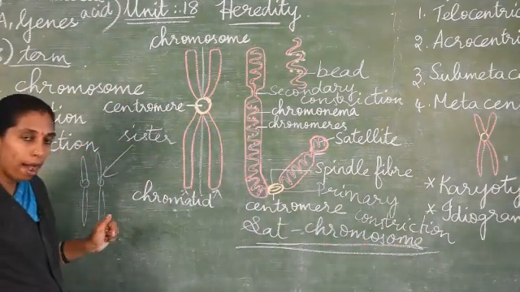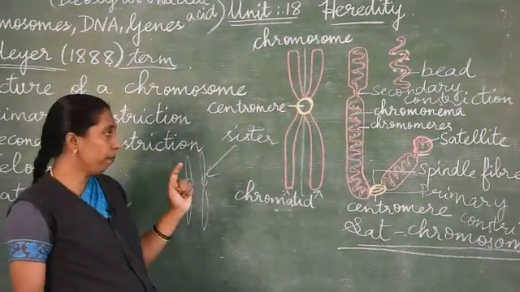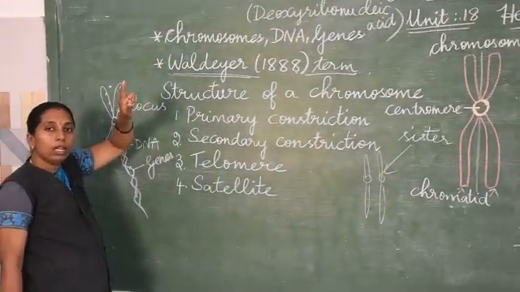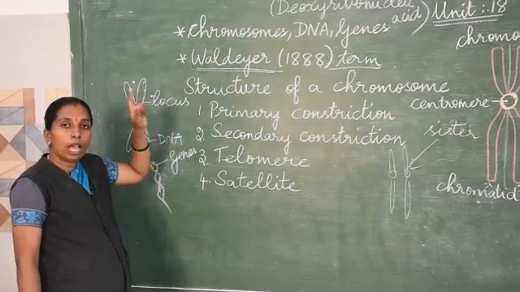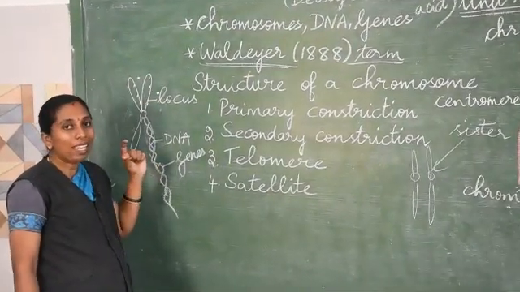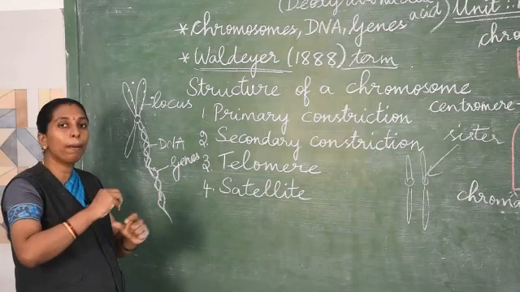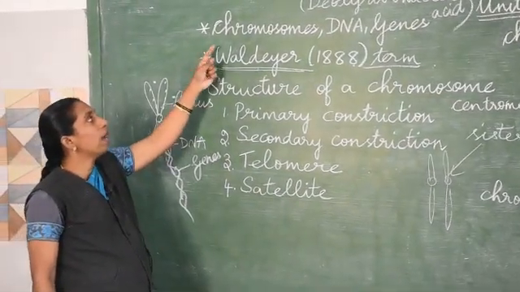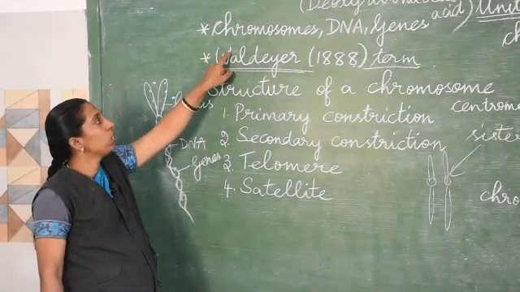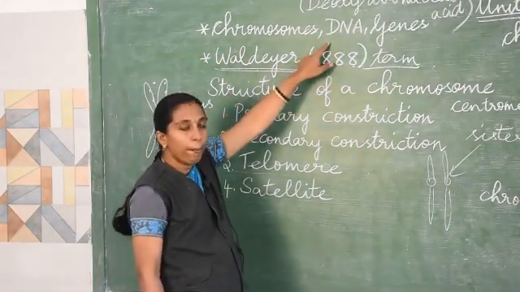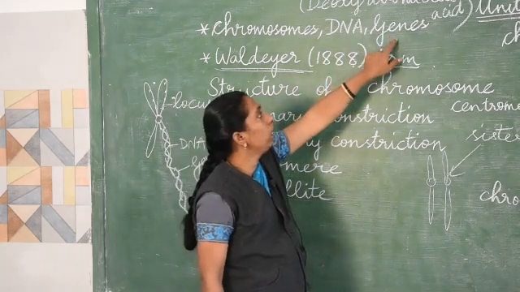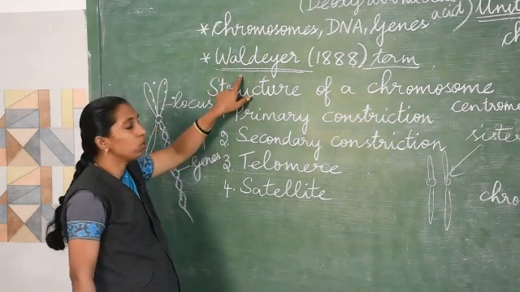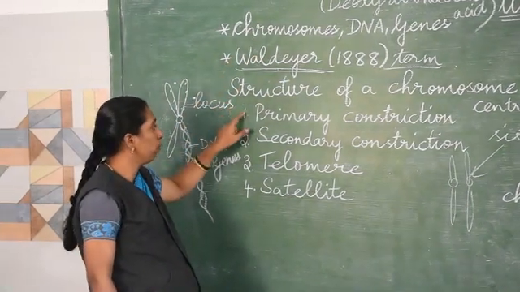Here there are four parts in the structure of a chromosome. I told you, chromosomes are inside the cell, inside the nucleus, where chromatin reticulum is present, which is nothing but a highly coiled structure. These chromosomes are thin thread-like structures made up of DNA, and genes are the segments of DNA. So who coined the term chromosome? Waldeyer coined the term chromosome.